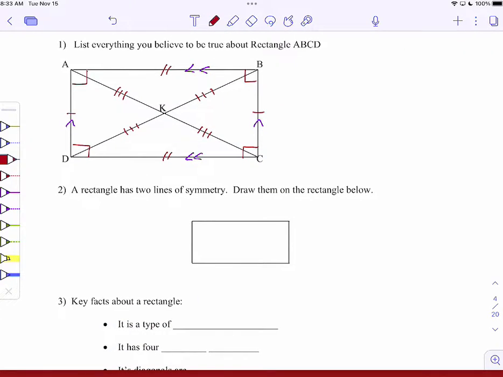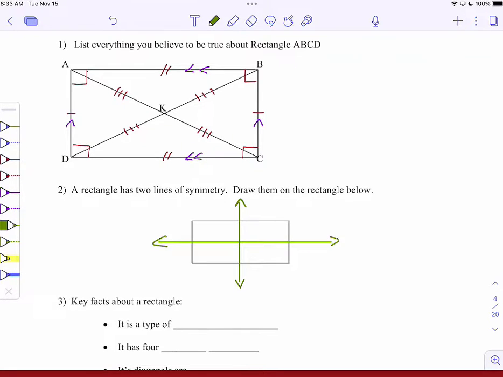Then I said a rectangle has 2 lines of symmetry. Draw them on the rectangle below. I'll draw a line. You tell me if it's a good line of symmetry. What do you think about this line? You think no? If I folded over that line, you imagine folding over that like it's a sheet of paper, would it land on itself? Yeah. Okay, what about like this? No, that's the one that's no good. What about like this? Those are the 2 lines of symmetry.